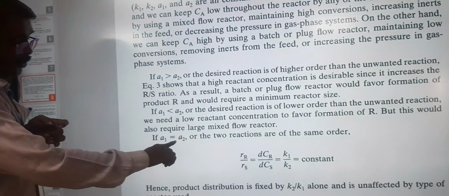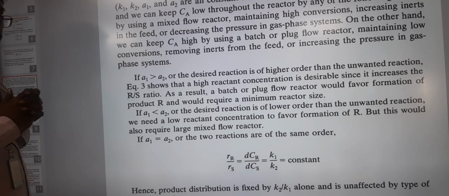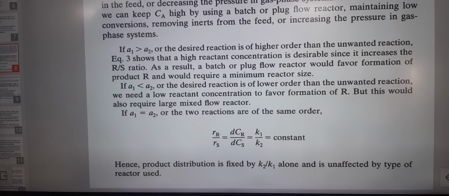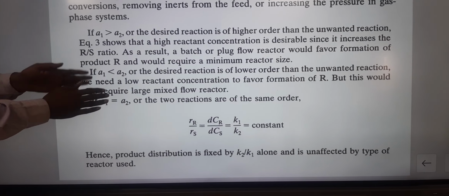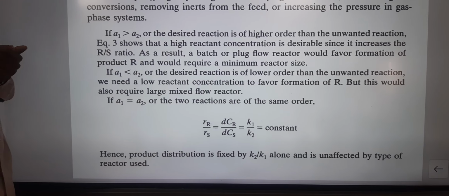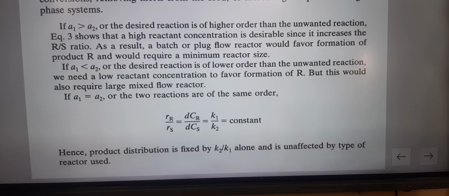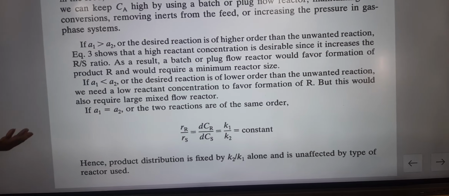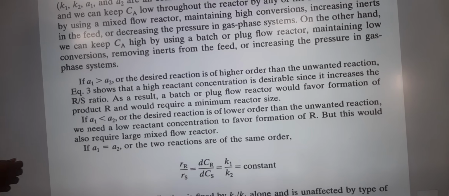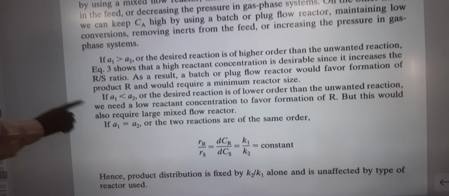Suppose you have the other case, a1 is equal to a2, like both the reactions have the same order. In that case, the reactant concentration will not have any impact on the ratio. We can go for any reactor, like the mixed flow reactor or the plug flow reactor. Any type of reactor we can follow for that last condition.